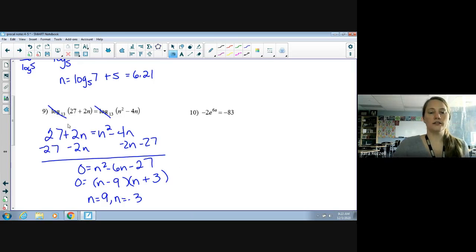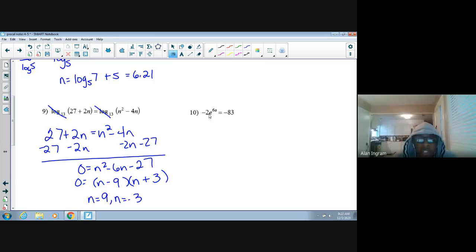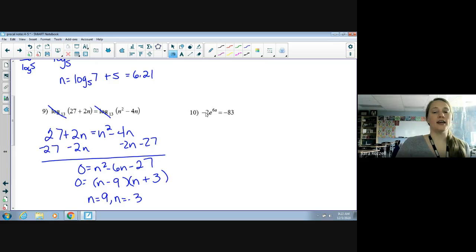All right. So that was a log equals log. A little bit different. We didn't have to write anything as an exponent, just when those equal each other. All right, our next problem. We're going back to the exponential world again. What do we need to get rid of before we can write this as a logarithm? Don't you have to set it into log form? Yeah, first we got to get rid of this -2, then we'll do it as a log. So we'll divide by -2 first.